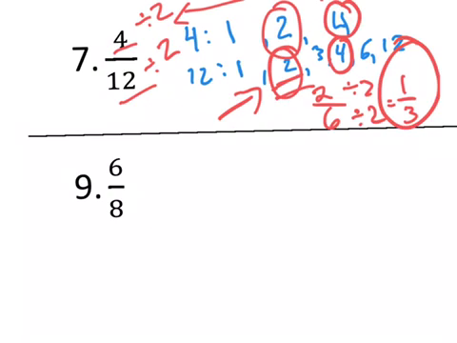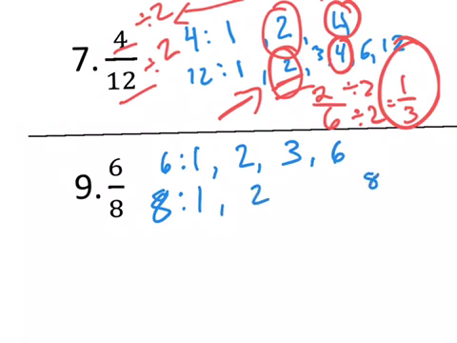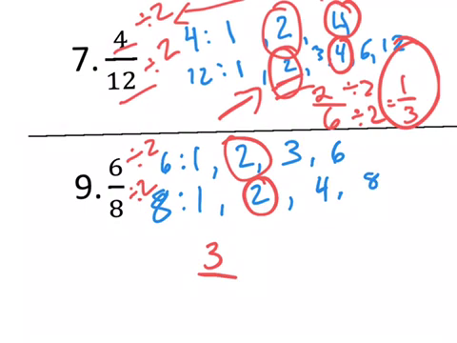Alright, looking at number 9. They both share the number 2. So 6 divided by 2, you get 3. And then 8 divided by 2, you get 4.